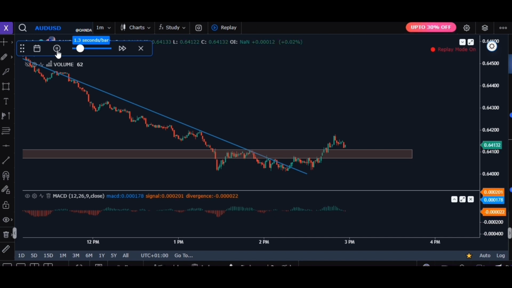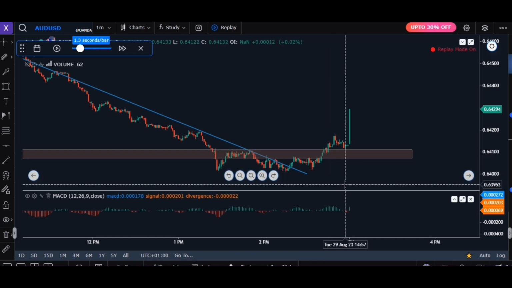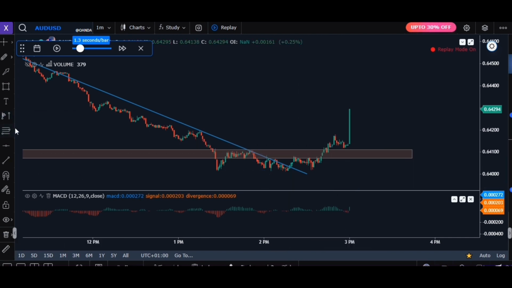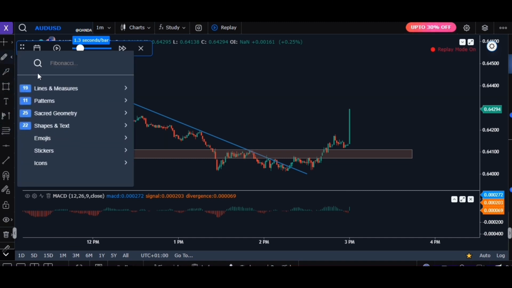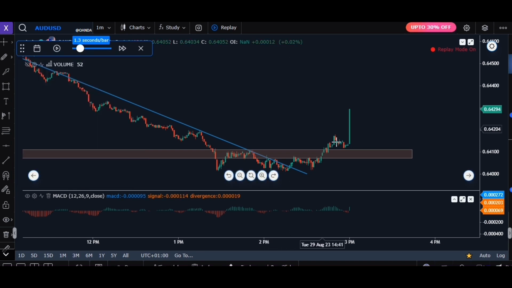All right, so we have gotten our entry. I told you earlier, after the break, we don't just jump. We wait, because after a break, the market needs to come back to consolidate. After the consolidation, that's when we enter. So we enter for our long, with a 1 to 2 risk reward ratio. We enter for 1 to 2 here.